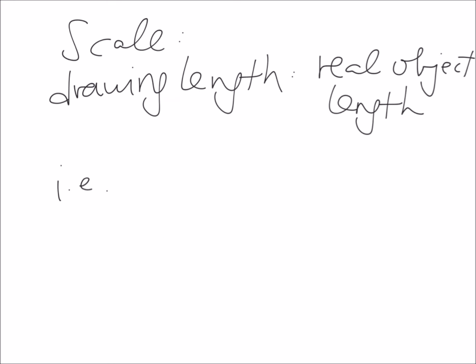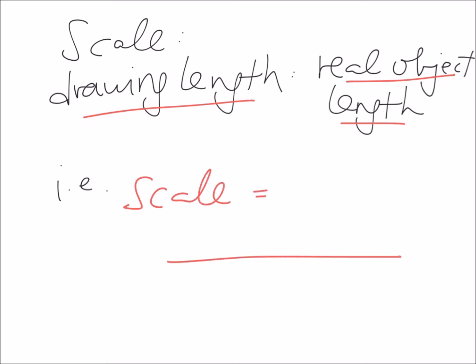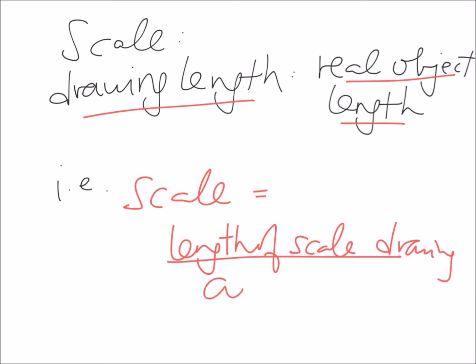For the scale, it is a ratio between the drawing length and the length of the real object. That is, the scale is the ratio, okay? That means it is the length of the scale drawing over the actual length. Or you can say it is a ratio of the length of the scale drawing to the actual length.